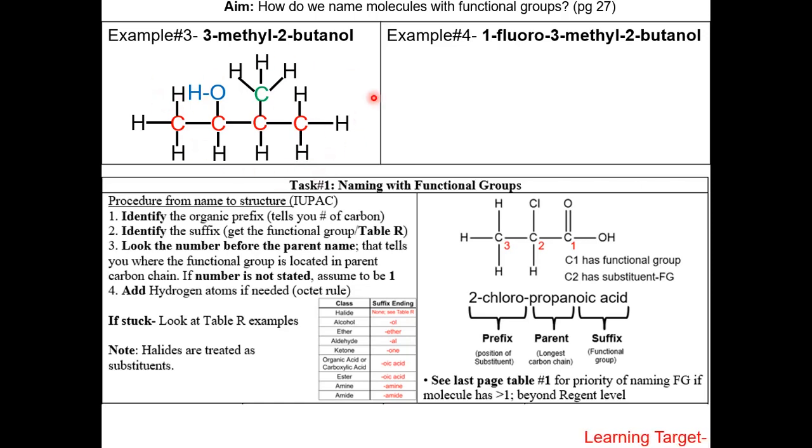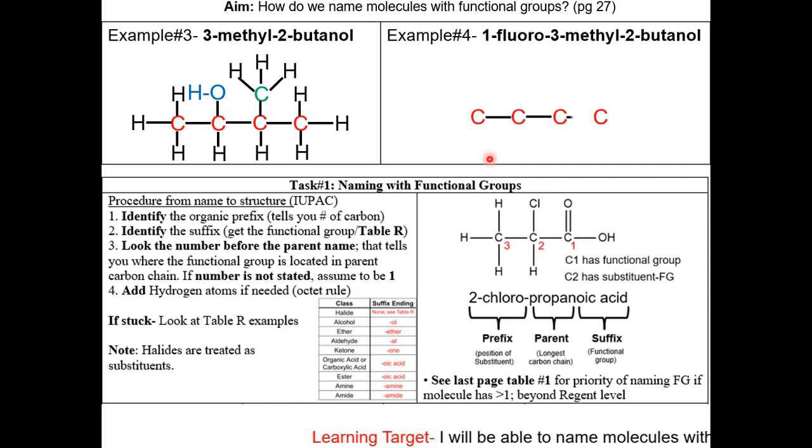This is the structural formula of 3-methyl-2-butanol. For the last example, example 4, we're going to draw 1-fluoro-3-methyl-2-butanol. So there is one more constituent compared to example 3. We're first going to draw the parent chain, which is 4 carbons long.